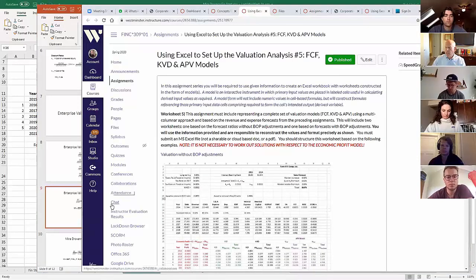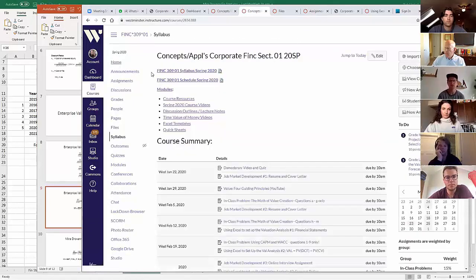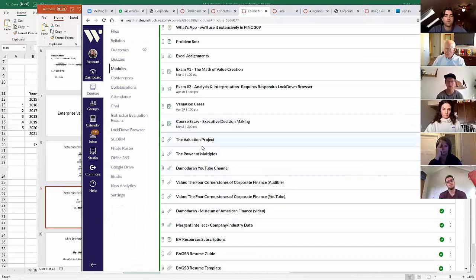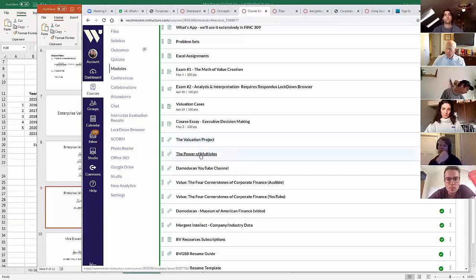I'm going to the homepage, and then I'm going to course resources, which is one of our modules. And you'll see here I've got a number of different resources that we haven't really spent any time with. I've got some information from the valuation project. I've got some information from the power of multiples, which were 2 student research projects I did. If you've not been to these websites, you should go there, especially as we now are entering the interpretation phase of our class, because there's a tremendous amount of very rich information in these sites.